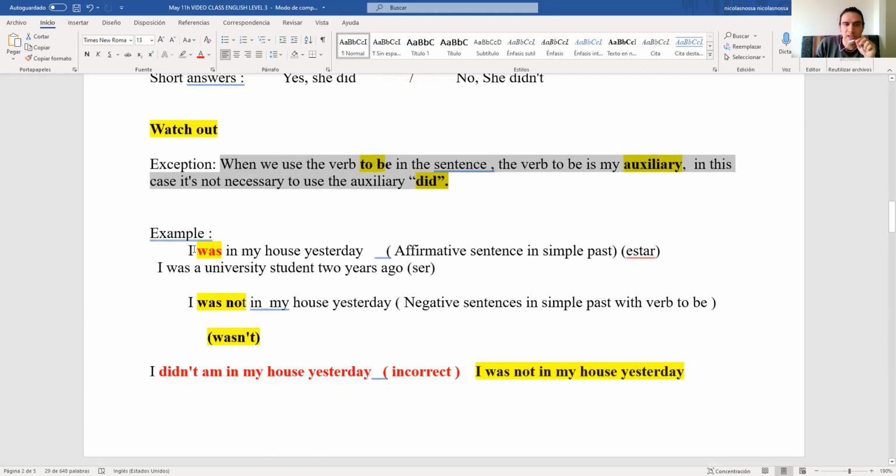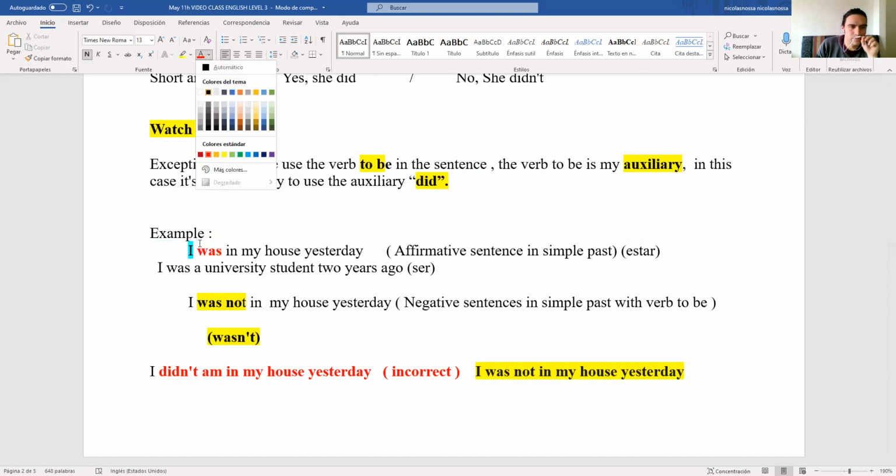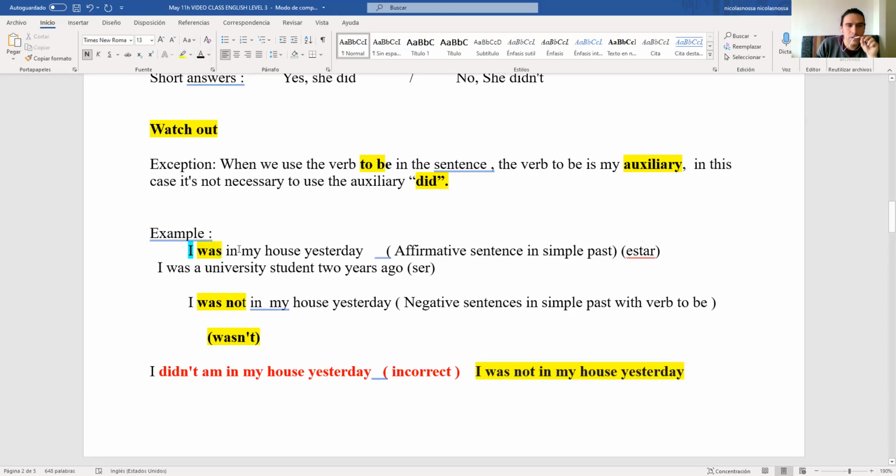Ejemplo: I was in my house yesterday. Una oración afirmativa en pasado simple con el verbo to be, cero estar. Yo estuve en mi casa ayer. Sujeto, ya sabemos. Ponemos los colorcitos. El verbo. And the complement, okay? This is the grammar.